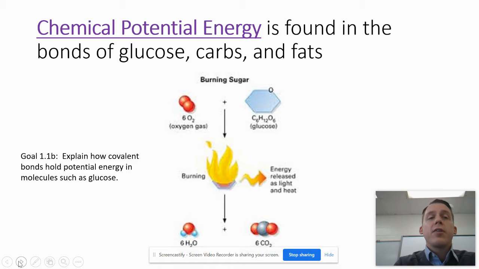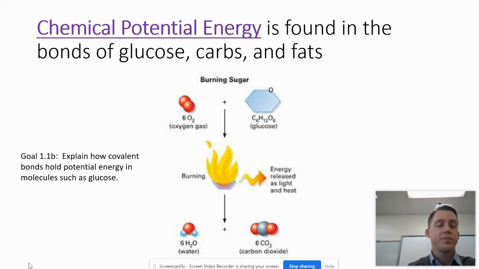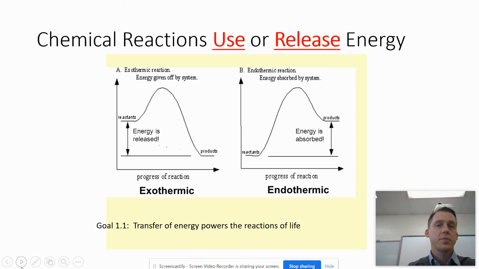So chemical potential energy is found in the bonds of carbs, like glucose and starch, and fats. And we see that happening here. We see a glucose molecule, the energy in those bonds reacting with oxygen. It's going to burn, not really burn in our bodies, but it's going to do something similar to burning to produce water and carbon dioxide, and a bunch of energy would come out as a result. Chemical reactions can use energy, or they can release energy.